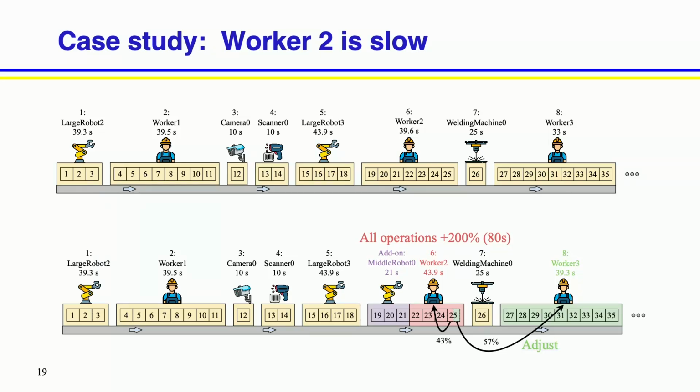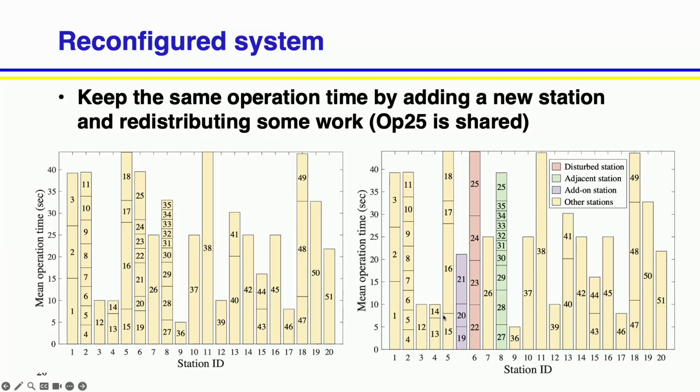We're not making enough parts because we're waiting for worker 2. So we went through that reconfiguration process, and the decision was made to add on this robot to take over some of the work from worker 2 and put some of the tasks from operation 25, have worker 3 come over and help. So this is what that solution looks like.